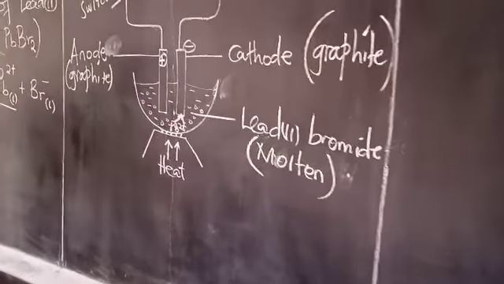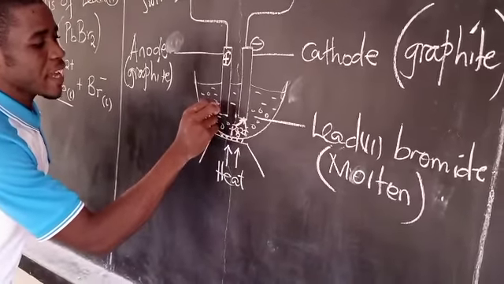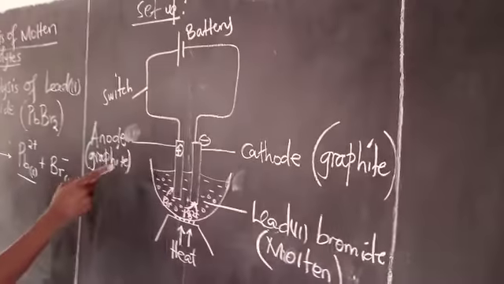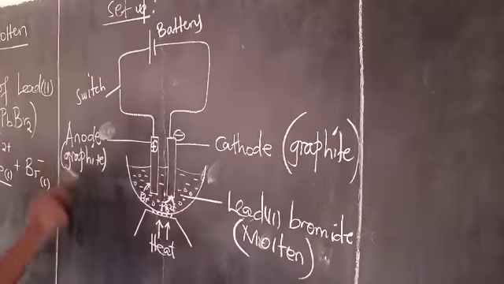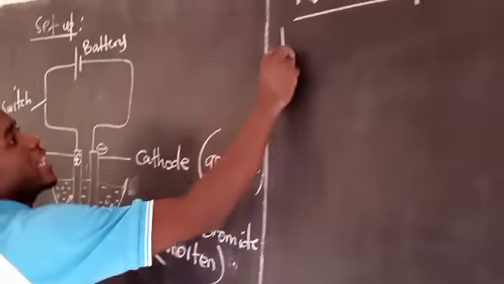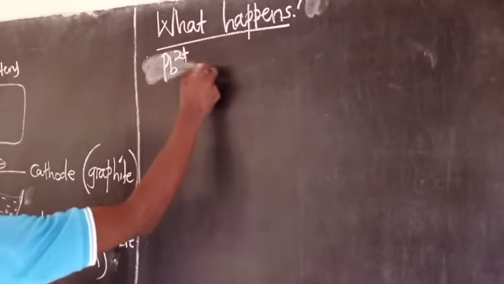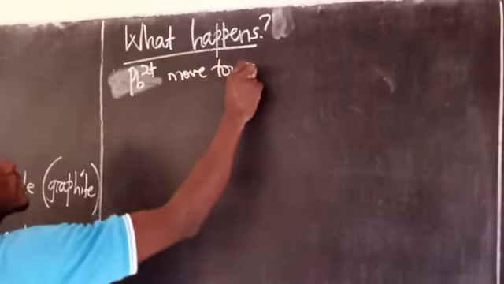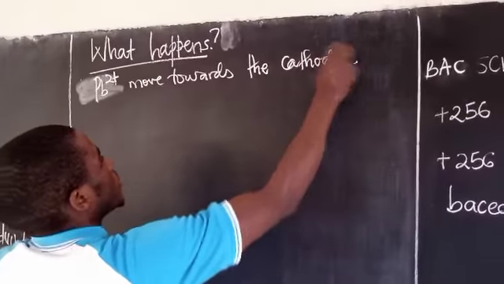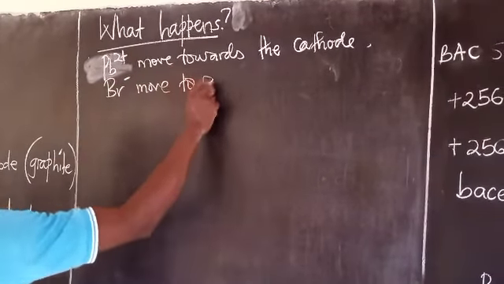The lead two ions will move towards the one side, and then bromide ions will move towards this side. There will be orientation of these ions, since like charges repel and unlike charges attract. Meaning that lead two ions, let me use symbols, Pb2+ ions move towards the cathode and bromide ions move towards the anode.